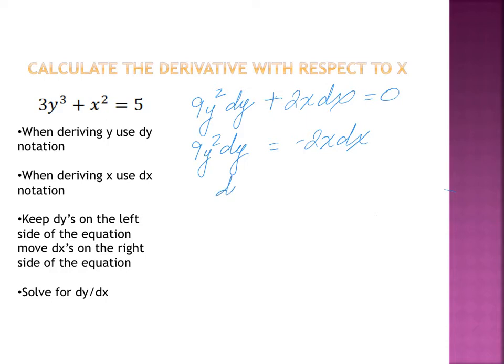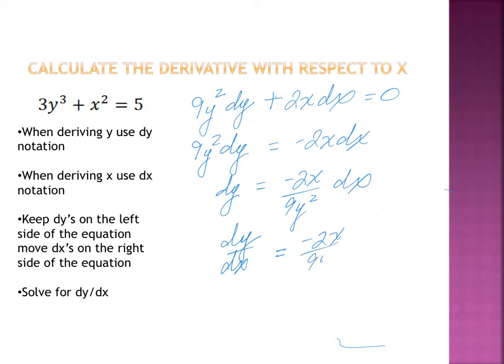And again, I get dy is equal to negative 2x over 9y squared dx. I divide by the dx, and I get dy over dx is equal to negative 2x over 9y squared. Just another option of how to do it. Okay? Again, we have another option.